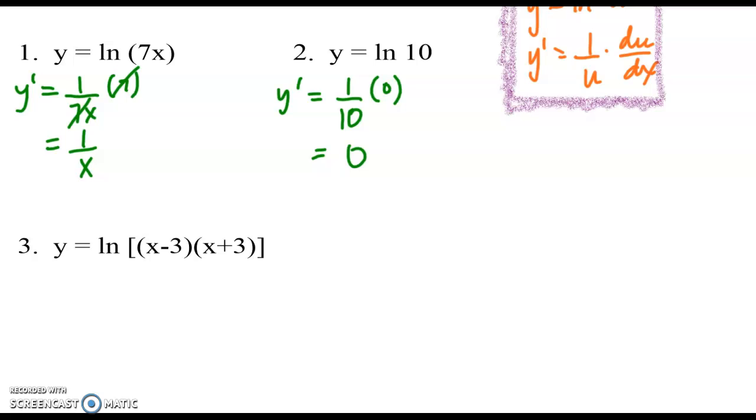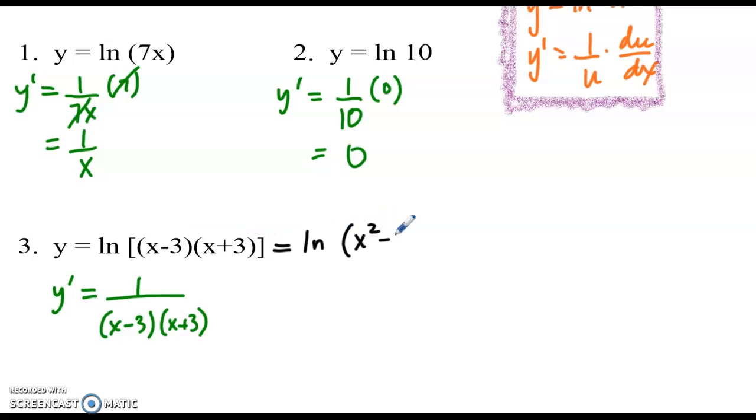Number 3. Now, I can see that u here, we're going to use the product rule inside there. So let's see, the derivative of y is equal to 1 over u. You know what, before I get started here, I can write that down. What would be easier than using the product rule is to simply multiply this first before we even start the question. Let's do that. So the original question we can rewrite as the natural log of, these are conjugates, it's going to be x squared minus 9. That's a lot easier to take the derivative of that than doing the product rule here.